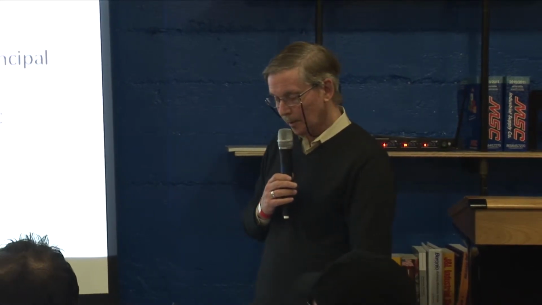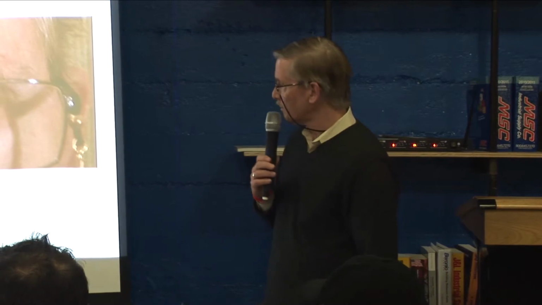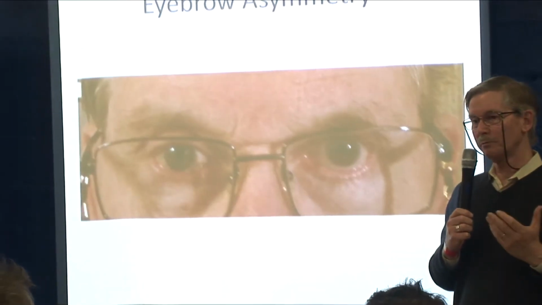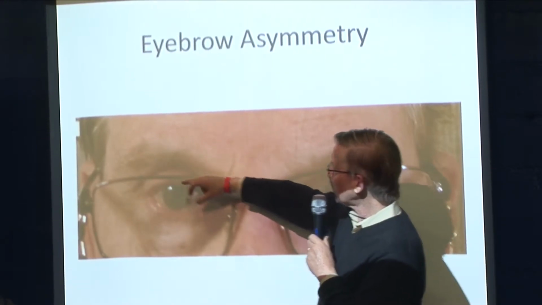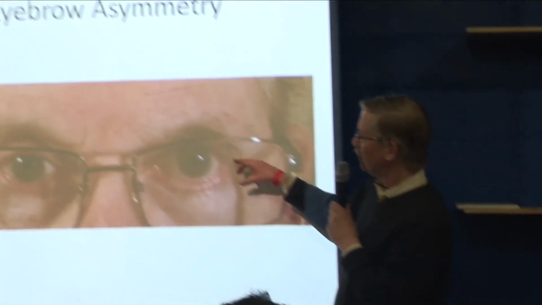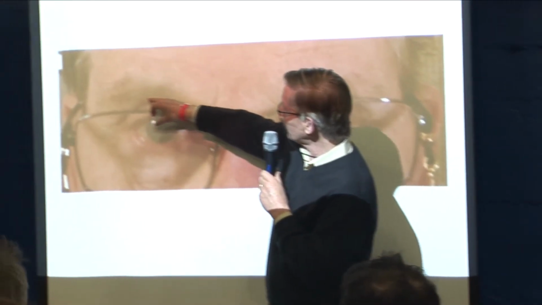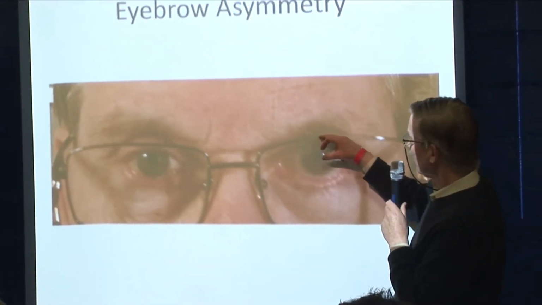So, as a way of investigating this, I wondered if there were any other asymmetric features. And one of them is an eyebrow which is higher on the right side than on the left side. Also, you notice the fold of skin over the eyelid is higher on that side also. And so that turned out not to be a terribly fruitful line of investigation.